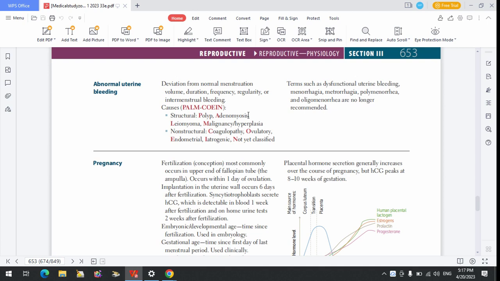Then the non-structural ones, like the coagulopathy. Of course, in coagulopathy, you cannot even achieve normal coagulation, so there'll be bleeding everywhere. Then the ovulatory problems. Ovulatory problem usually occurs in people that have anovulatory cycles. They're undergoing the menstrual cycle without ovulation. For example, people that have thyroid issues can have anovulatory cycles. People that are obese, because these people will have increased production of estrogen. They have adipose tissue that is abundant, and the adipose tissue is releasing a lot of estrogen.